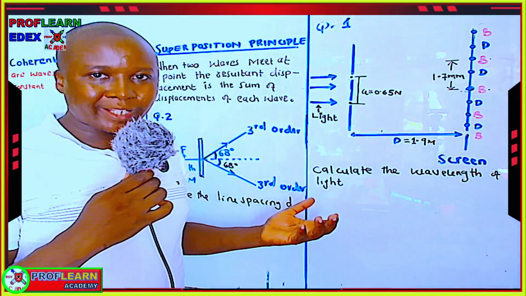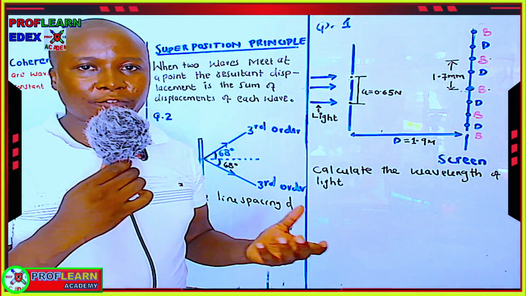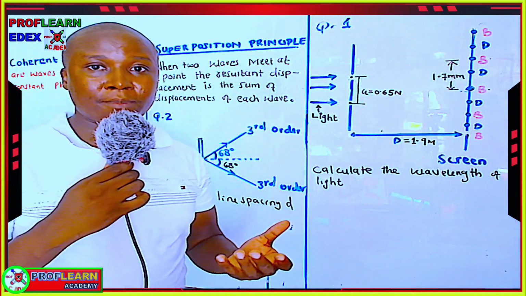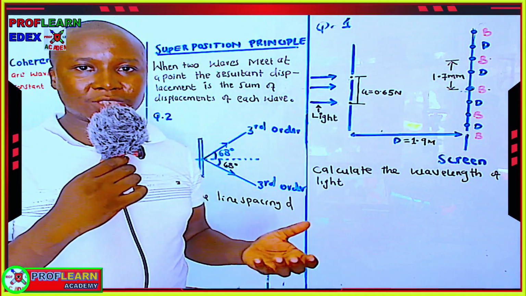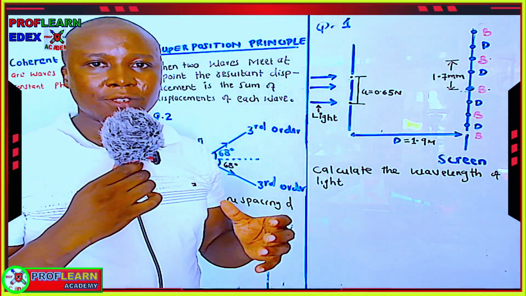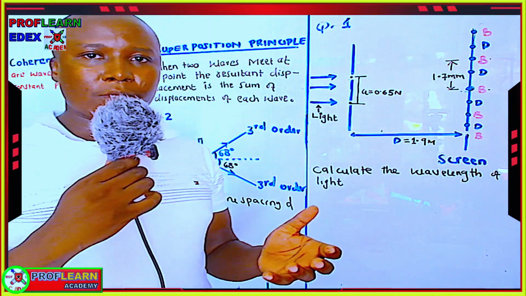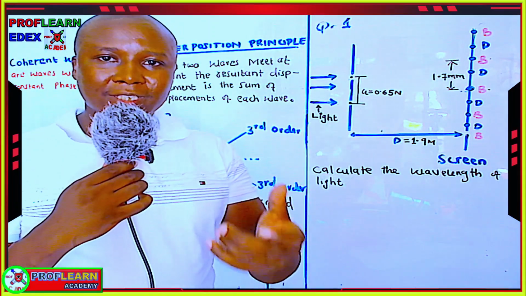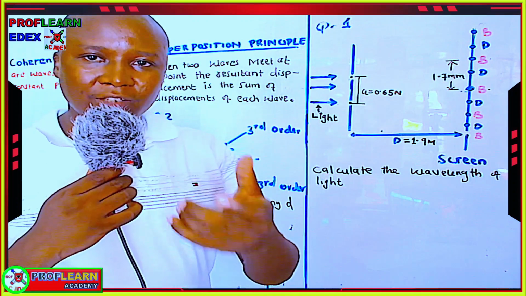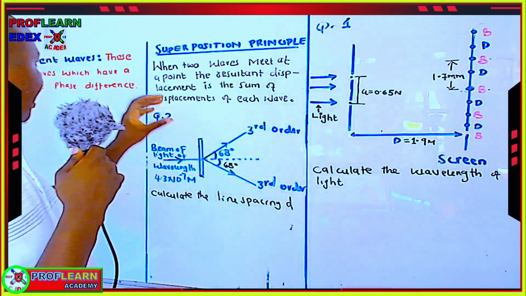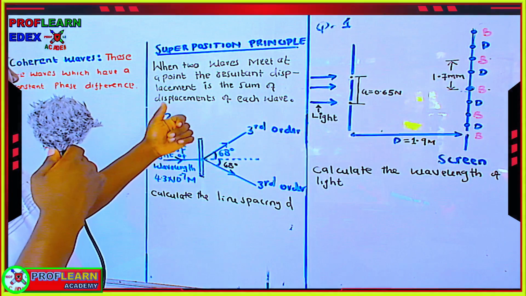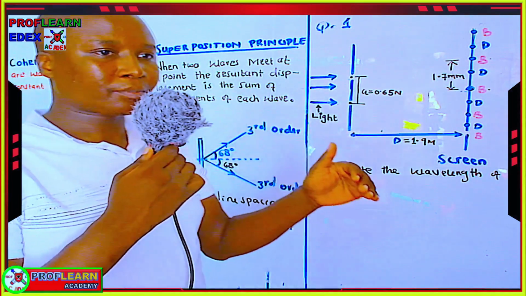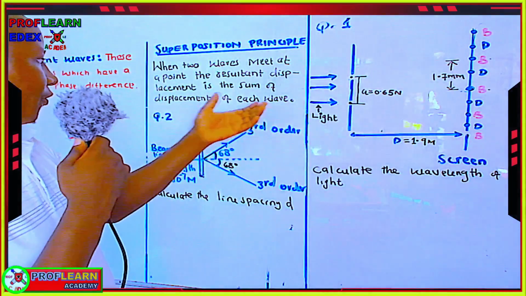Maybe in your exam you may be asked to define or state the principle of superposition, and you need to understand that the principle of superposition states that when two waves overlap, the resultant displacement is the sum of the individual displacements. That is why I've stated here that when two waves meet at a point, the resultant displacement is the sum of the displacements of each of the waves.